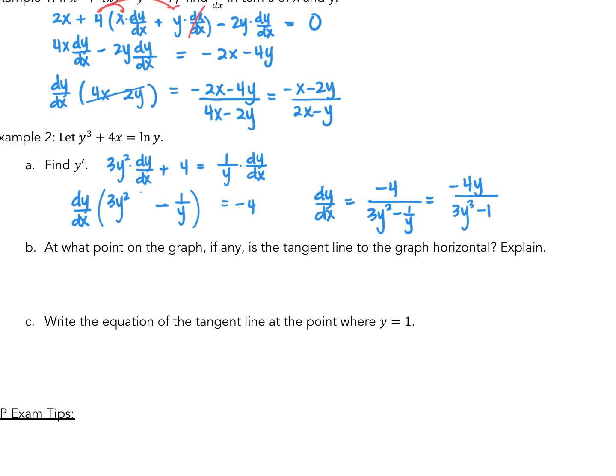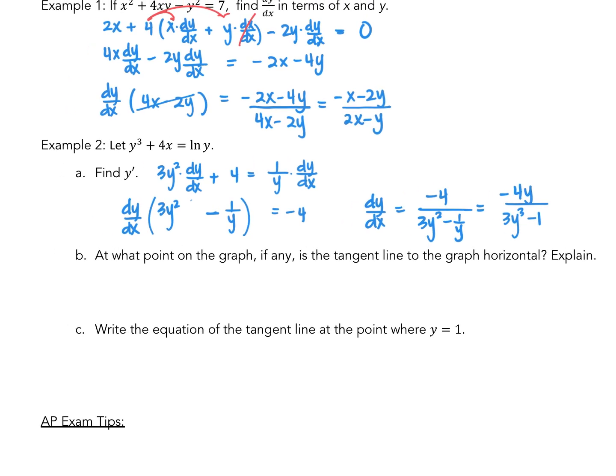Now we're asked if the tangent line to the graph could be horizontal. So that means that our dy/dx, which is negative 4y over 3y cubed minus 1, if it's going to be horizontal, has to be equal to 0 over 1. If we cross multiply that, we have negative 4y equals 0. In other words, y equals 0.